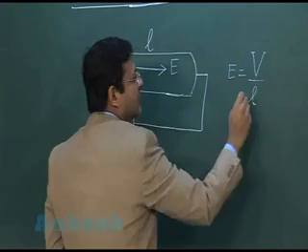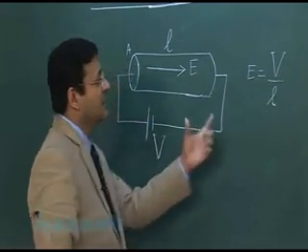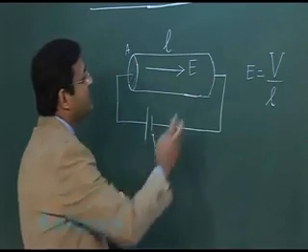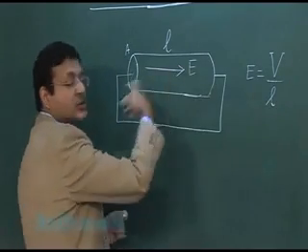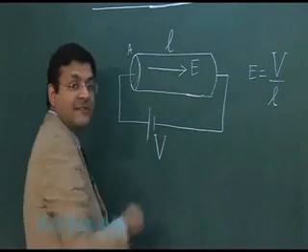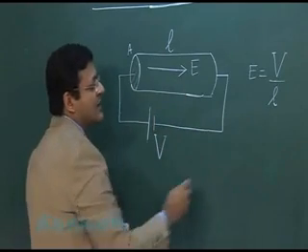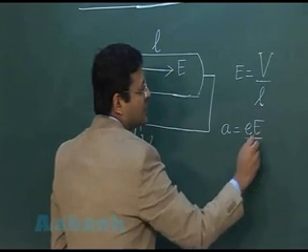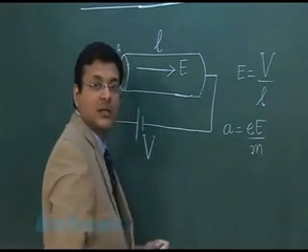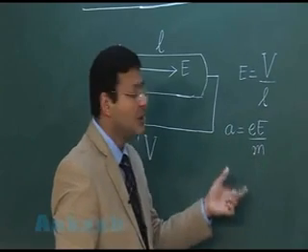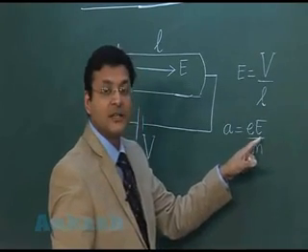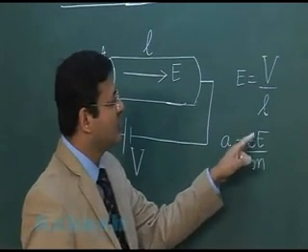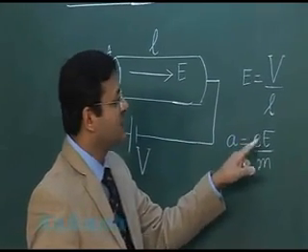This you have already seen in the chapter of electrostatics, that potential difference upon total length will be the electric field. Now because of this electric field, the electrons are in motion on average. You can say an acceleration is there on the electrons. Acceleration you can write as force upon mass, and force is what? Charge into electric field. What is the charge on electrons? e. So acceleration is equal to force upon mass, that is electronic charge multiplied by electric field upon mass.